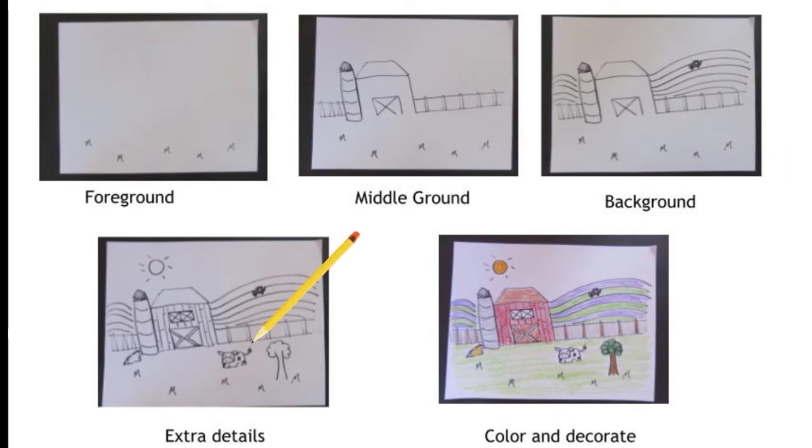Now add any extra details you want. We added a cow, tree, a little hay, and sun. Color and decorate in as you wish.